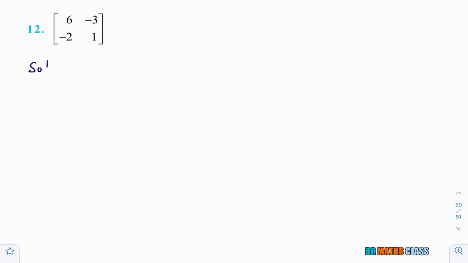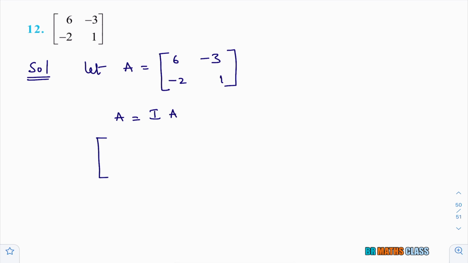First thing, I'll take the given matrix as A. The procedure is as usual. What is matrix A? Given matrix 6, minus 3, minus 2, 1. Now first step is what? We will write A equal to I into A. What is matrix A? 6, minus 3, minus 2, 1. Identity matrix, what is the identity matrix? 1, 0, 0, 1. And you write A.